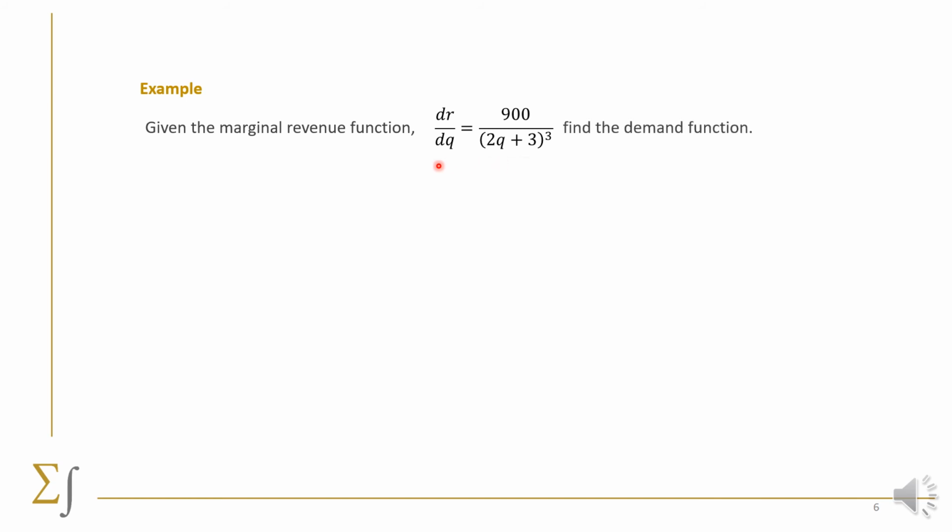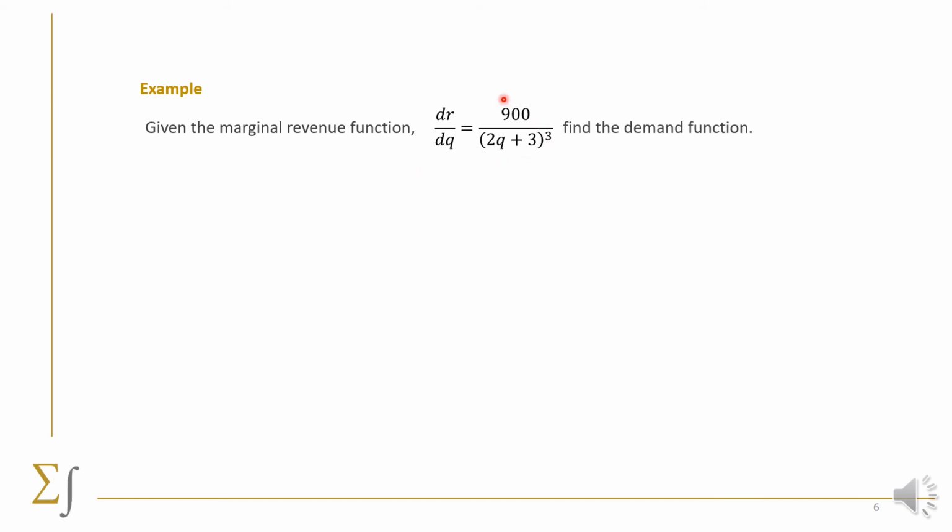And at the end of our presentation, we are going to see the following application, where we are given the marginal revenue function dR/dQ equal to 900 over (2Q plus 3) all cubed, and we are asked to find the demand equation. We all know that in order to find the demand equation, first we need to find the revenue, and in order to find the revenue, we need to integrate this equation.